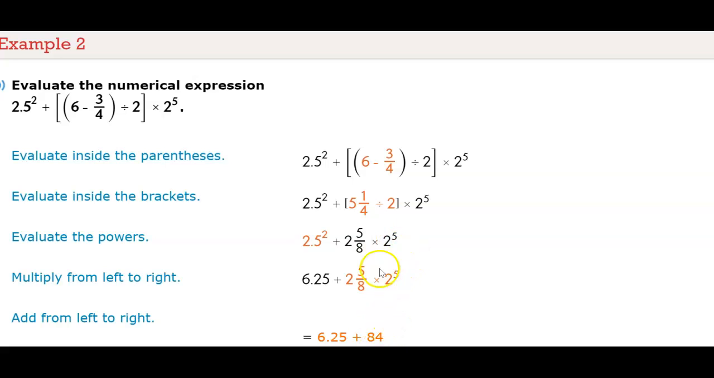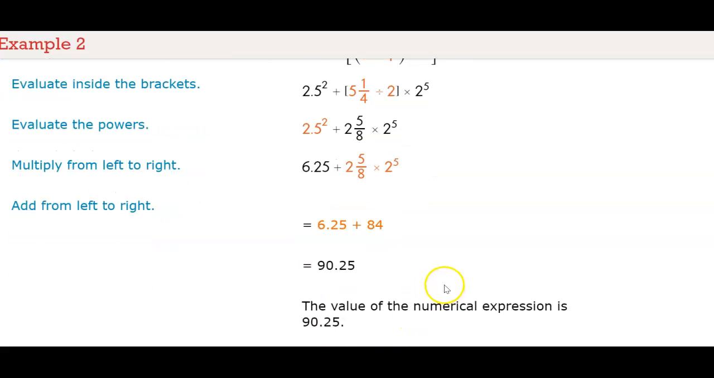that's interesting. They didn't do that. They multiplied. They kind of skipped that step. But you are supposed to do 2 to the 5th power next, and then multiply it by 2 5/8, and you would get 84. And 6 25/100 added to that 84 will give you 90 25/100. So the value of that expression is 90 25/100.